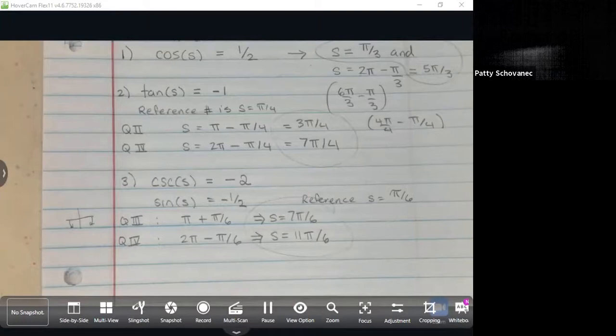All right, so I hope this looks somewhat familiar because we did the exact same things when we used theta instead of S. It's all good? Any questions?